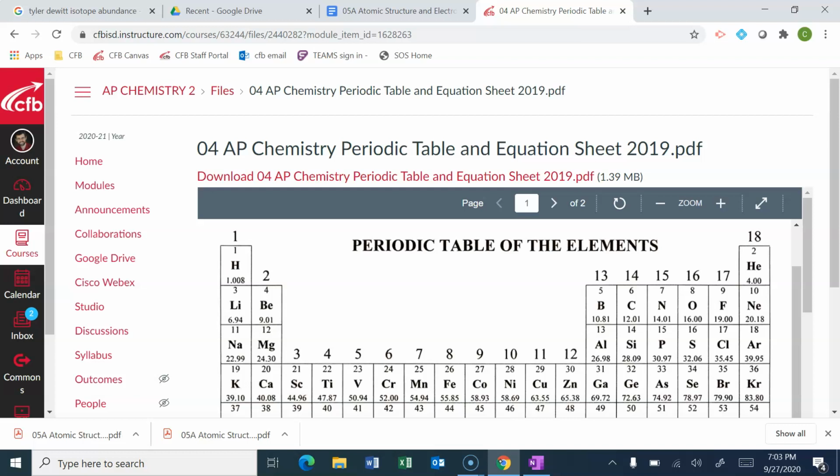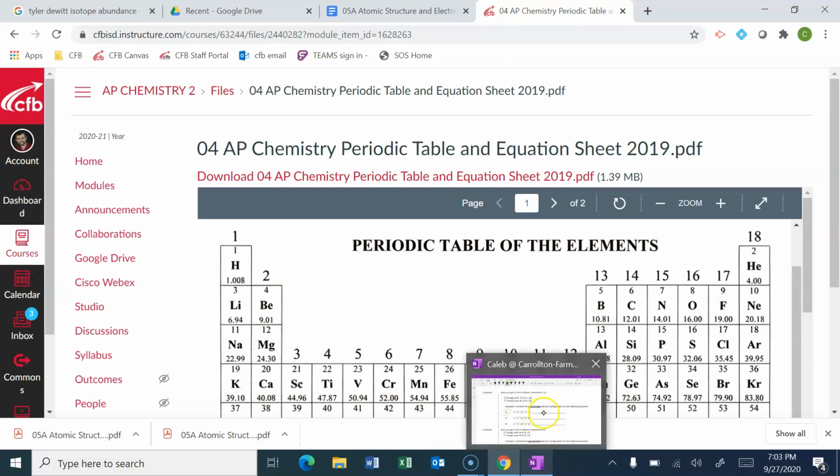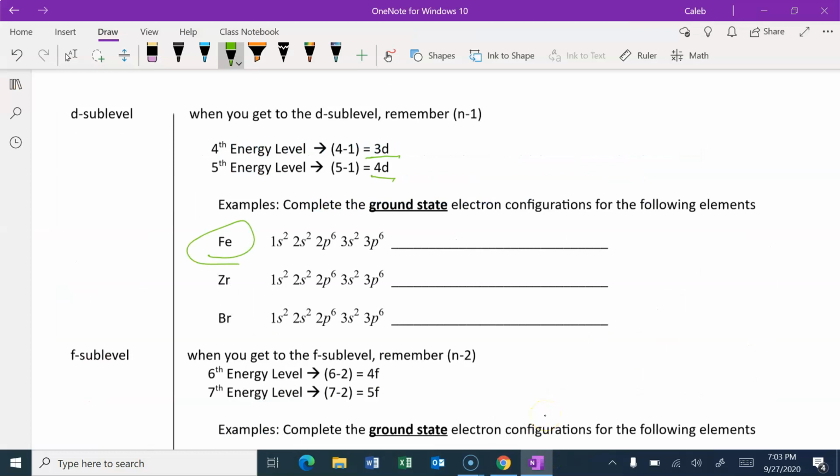Don't forget the D block. We're going to go down in energy level. So it's going to be not 4d, but 3d, 1, 2, 3, 4, 5, 6. 3d6. So it's going to be 4s2, 3d6.